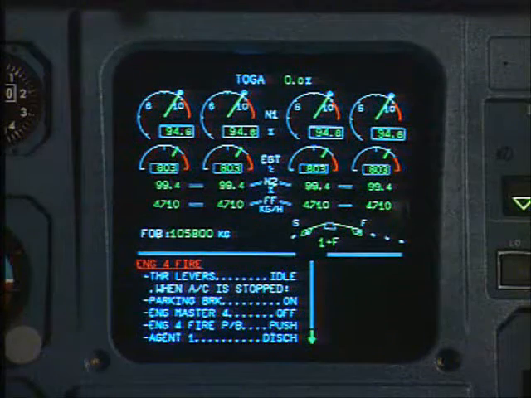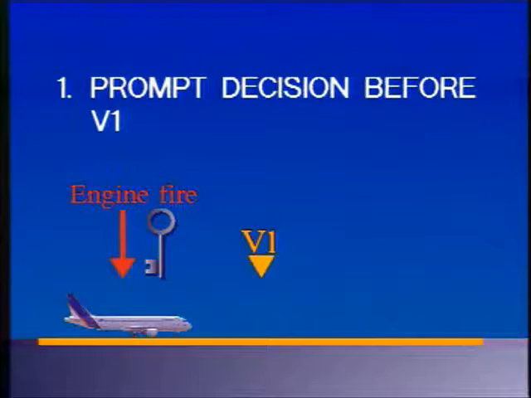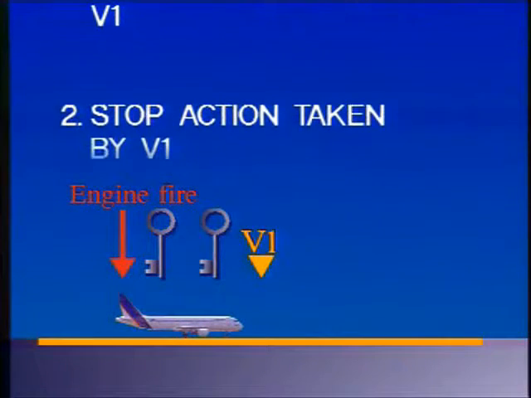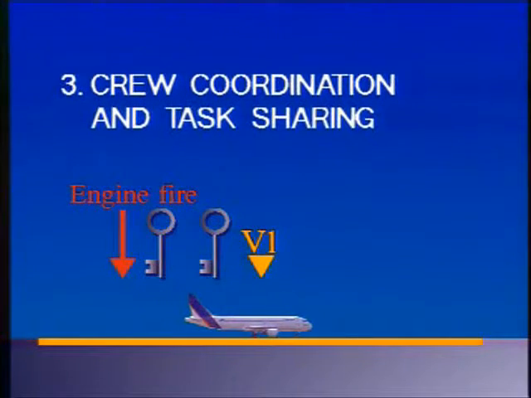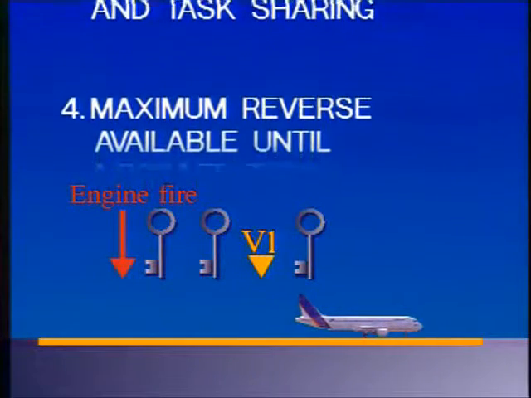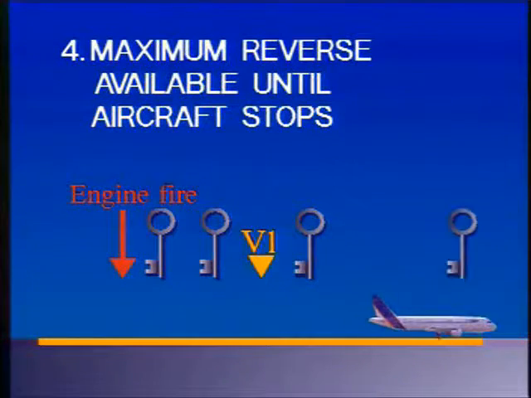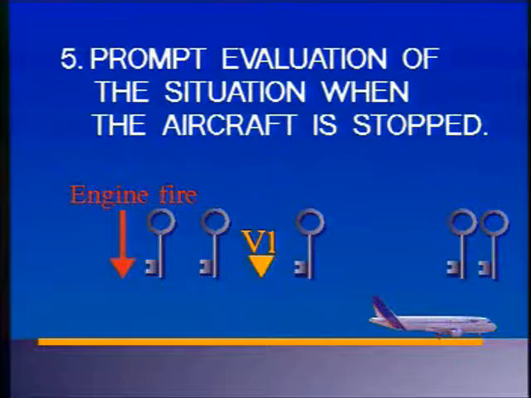ECAM action. Key points. 1. Prompt decision before V1. 2. Stop action taken by V1. 3. Good crew coordination and task sharing. 4. If necessary, maximum reverse may be used until the aircraft stops. 5. Prompt evaluation of a situation when the aircraft is stopped.